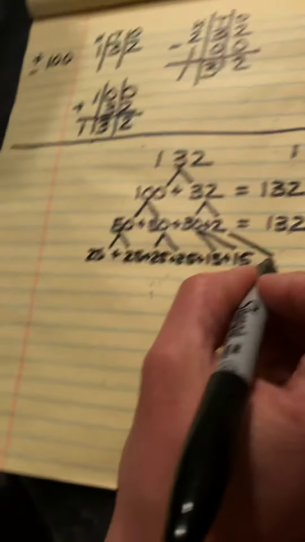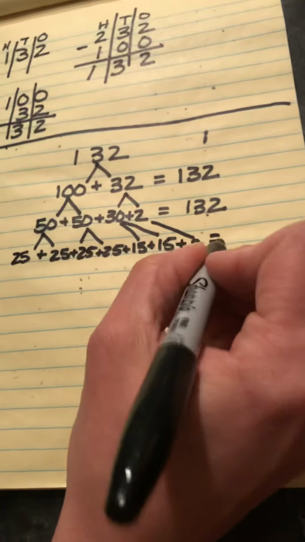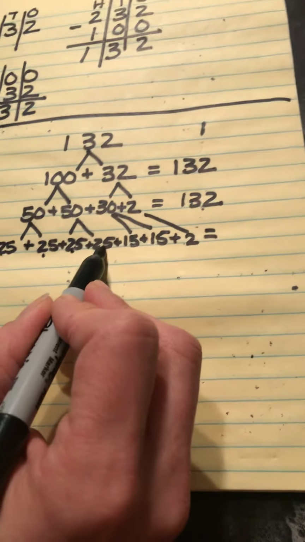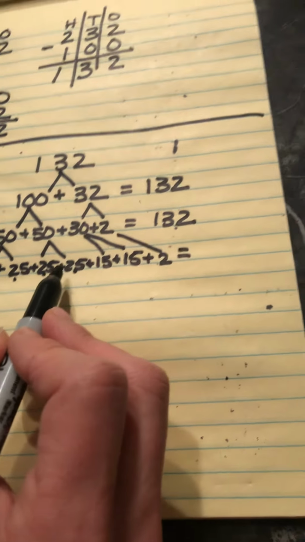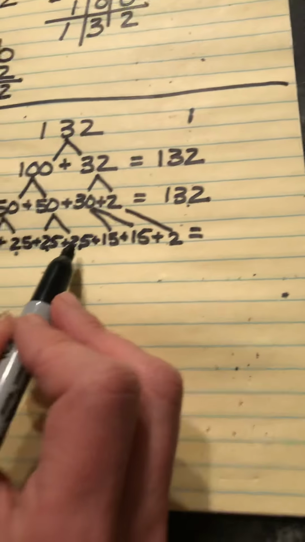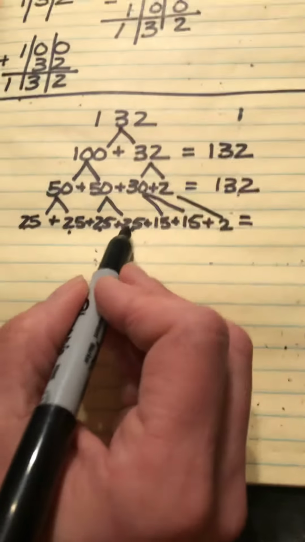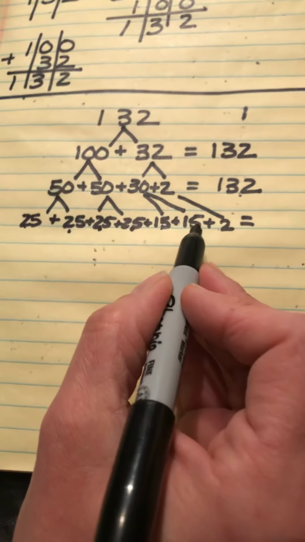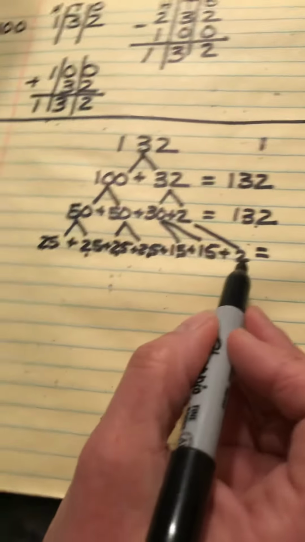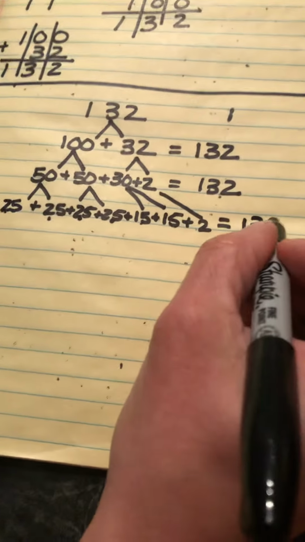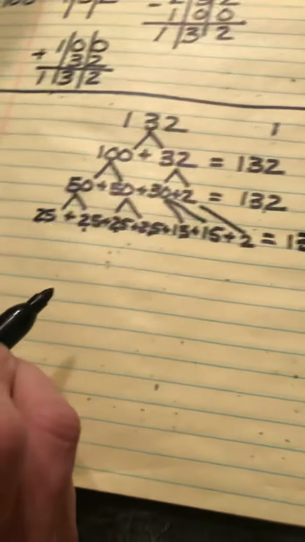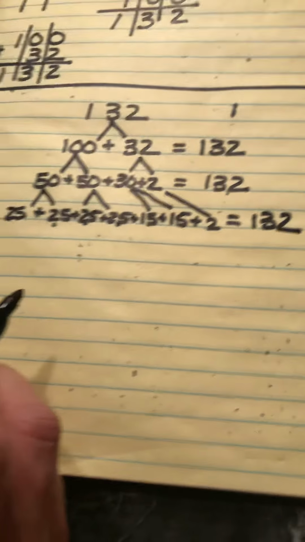And I'm just going to leave this 2 the same. So 25 plus 25 plus 25 plus 25. 4 25s, just like 4 quarters makes 100 cents, 4 25s makes 100. Plus 15 and 15 makes 30. Plus 2 more makes 132. Now this could go on and on and on.